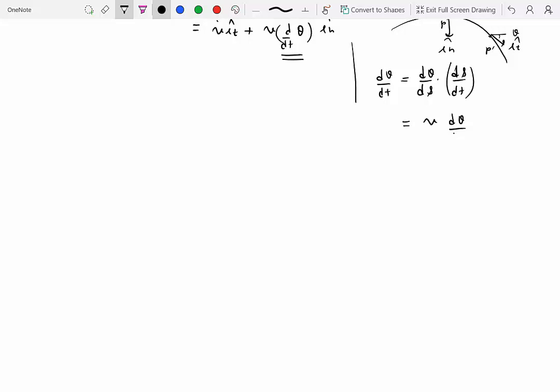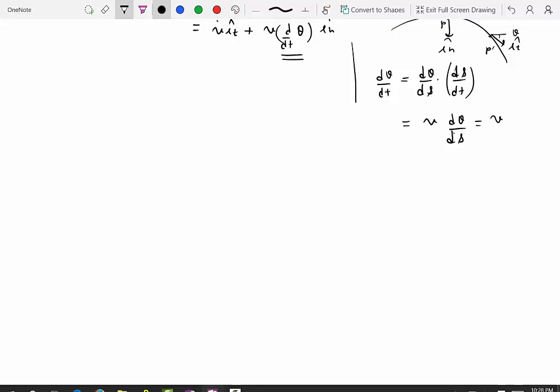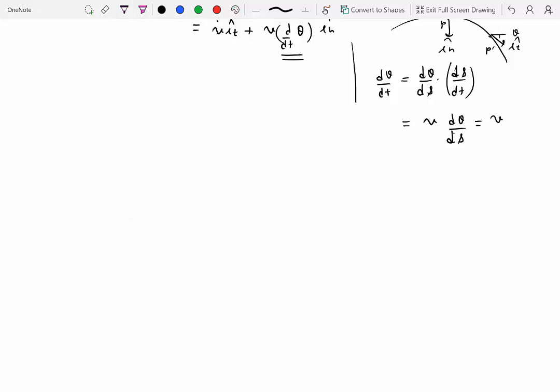So it's not actually a velocity, sorry, it is the speed, right? This is nothing but v times d theta over ds. Do we know what d theta over ds is? This is v over radius of curvature. So ds over d theta in differential geometry is defined as the radius of curvature.